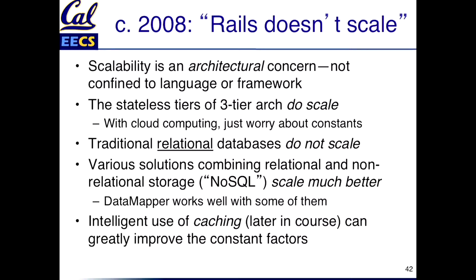Around 2008, there was a meme going around. And the meme basically was Rails doesn't scale. You can't use Rails to build big applications. Based on what you have seen so far, you should realize that this is a content-free assertion. Okay? Scalability is not a property of a framework. Scalability is an architectural concern.